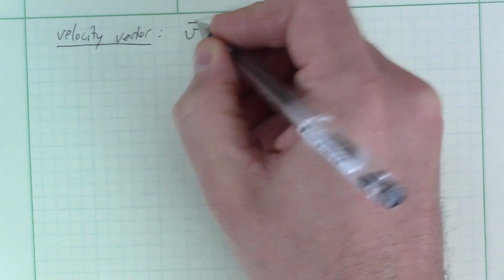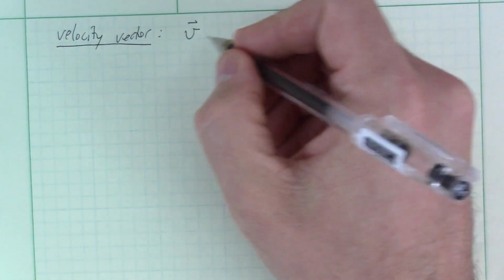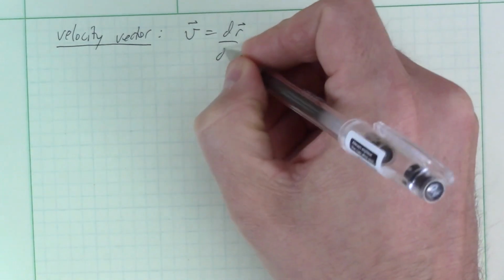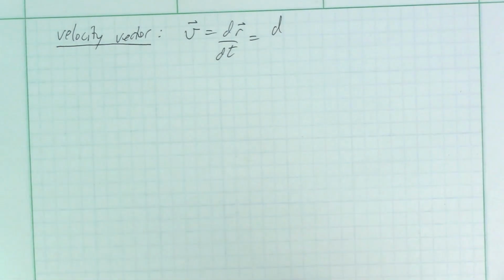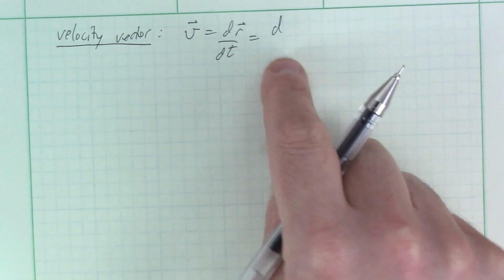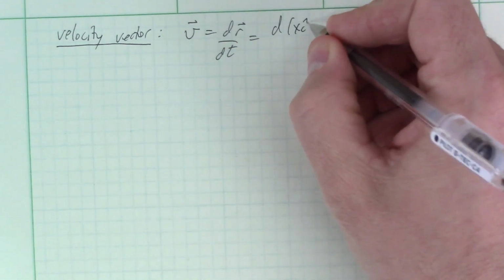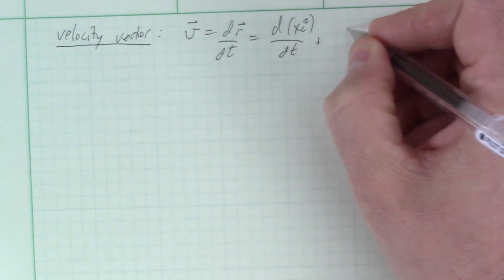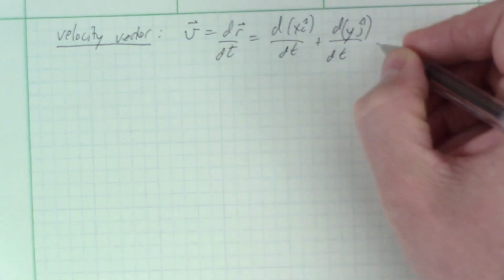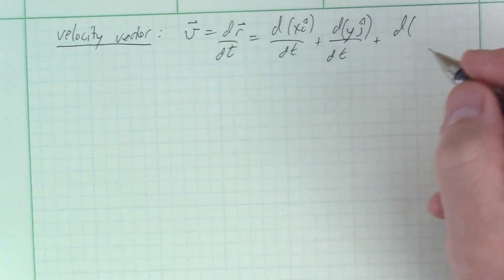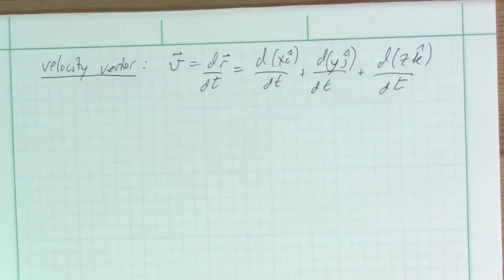Okay. So by definition, the velocity vector is dr/dt. The r vector is x i hat plus y j hat plus z k hat. And this is where it's key, right? Not always going to be the case.